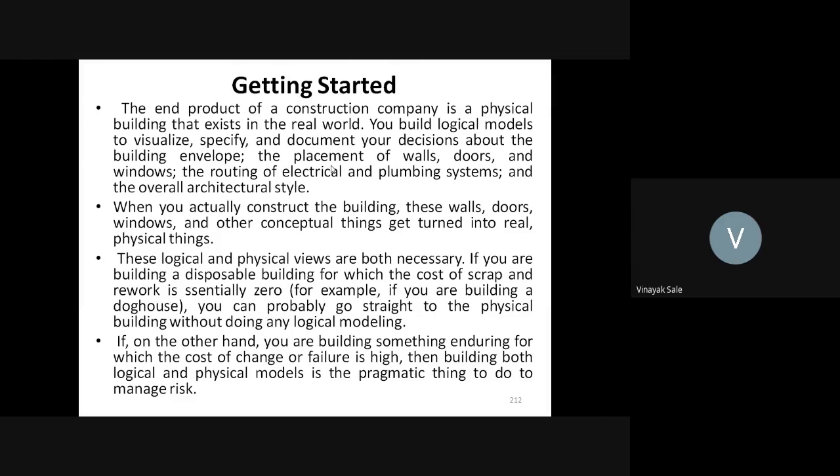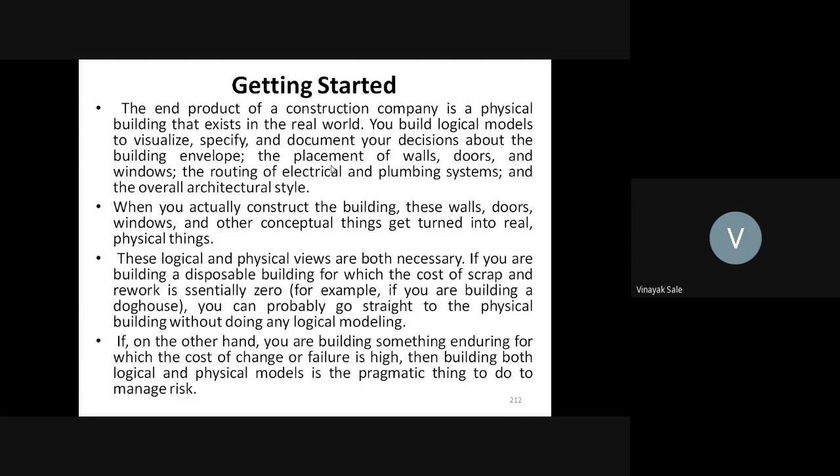So, the introduction of this chapter with an example. The end product of a construction company is a physical building that exists in the real world. You build logical models to visualize, specify, and document your decisions about the building envelope: the placement of walls, doors, and windows, the routing of electrical and plumbing systems, and overall the architectural styles. These are in the form of components. When you actually construct the building, these walls, doors, windows, and other conceptual things get turned into real physical things.